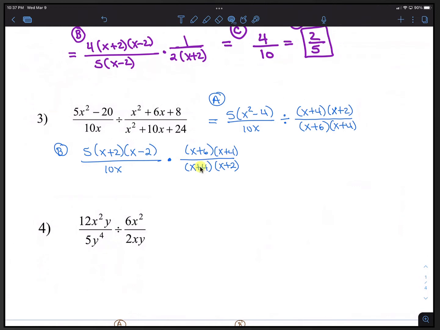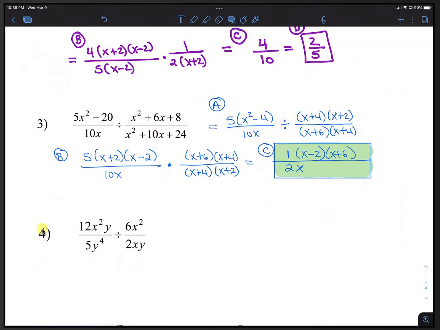And let's see, and then I believe that would leave us with x minus 2 on the top, along with x plus 6 on the top. We'll still have the x that's next to the 10, that's still on the bottom. But we can reduce the 5 over 10 to be 1/2, or 1 over 2. So this will be our final answer.